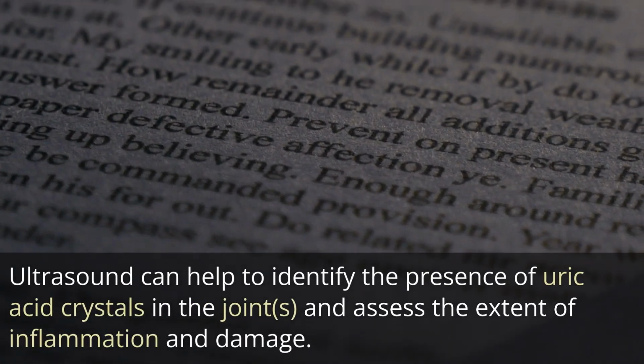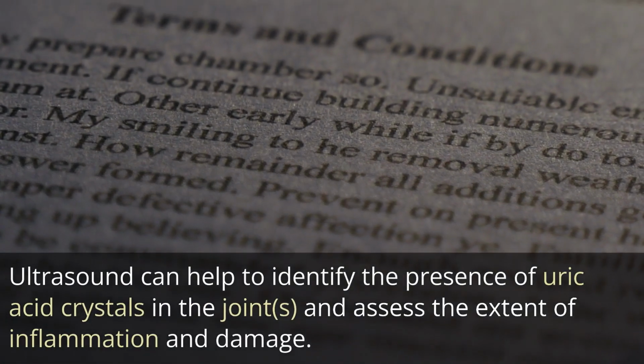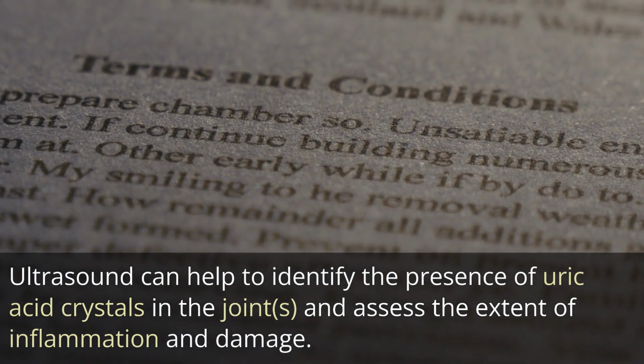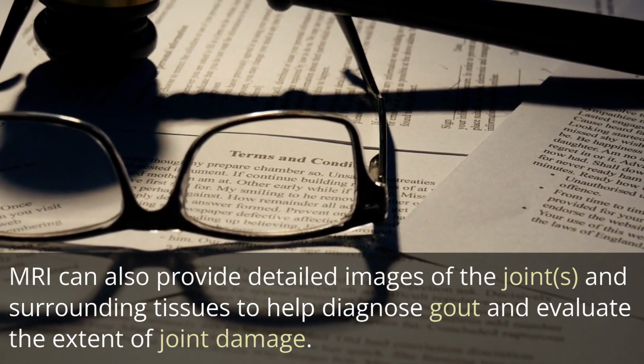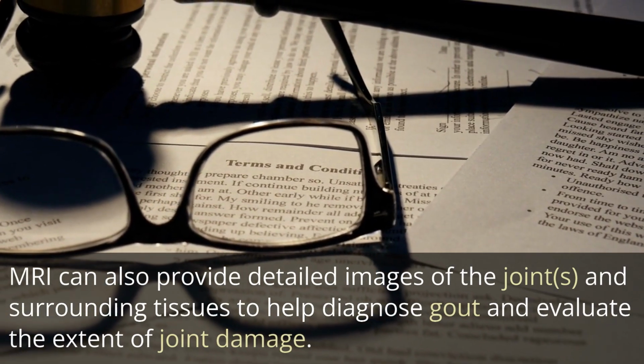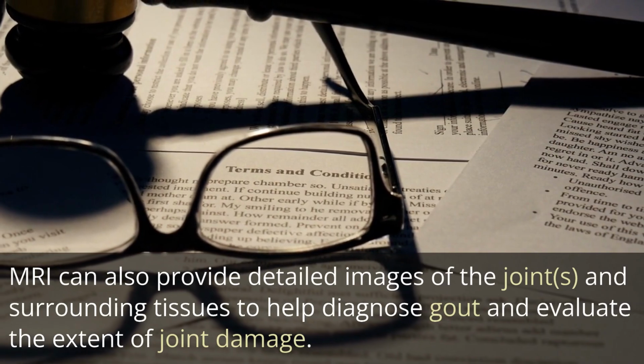Ultrasound can help to identify the presence of uric acid crystals in the joints and assess the extent of inflammation and damage. MRI can also provide detailed images of the joints and surrounding tissues to help diagnose gout and evaluate the extent of joint damage.